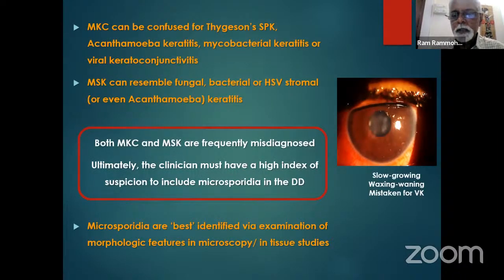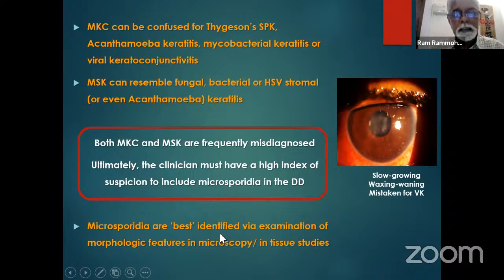So now we come to the question of diagnosis. Why do we have to worry about this, or why is it such a big problem? We have already seen, in at least 3 of these presentations, the varied clinical presentations that we have. It's a big masquerade. It can mimic various types of corneal infections, and keratoconjunctivitis is often confused with adenoviral and other types of viral keratoconjunctivitis. And of course, MSK is the one which can resemble fungal, even acanthamoeba in some cases. So we have seen these wide types of presentations for stromal keratitis. Therefore, both MKC and MSK are frequently misdiagnosed, but ultimately, the clinician must have a high index of suspicion to include microsporidia in the differential diagnosis.